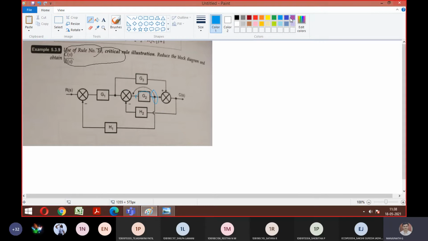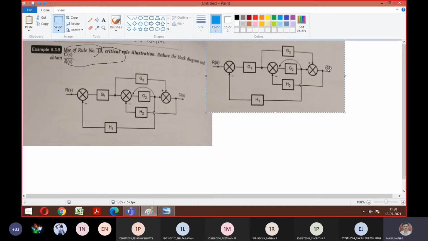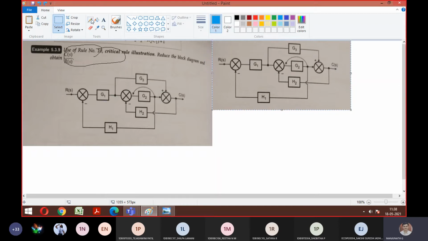Let me copy one diagram for the safer side so that you'll understand better. I'll paste it here. We'll keep changing this diagram now and keep the original as it is. Now you should tell me. The first step in this problem is that I need to make this breakaway point behind my G2, so you need to move this from here to here. If we move from here to here, what is the change?